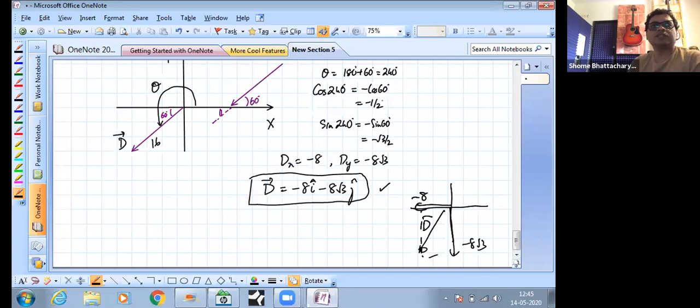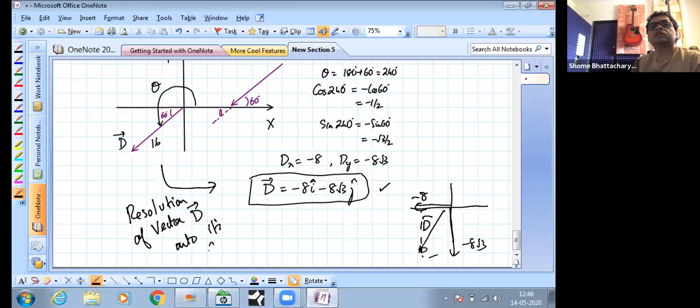In fact, this process we have done, where we have written a vector and converted it into i cap j cap notation, is also called resolution of a vector. This process is called resolution of a vector, in this case vector D, into its components.